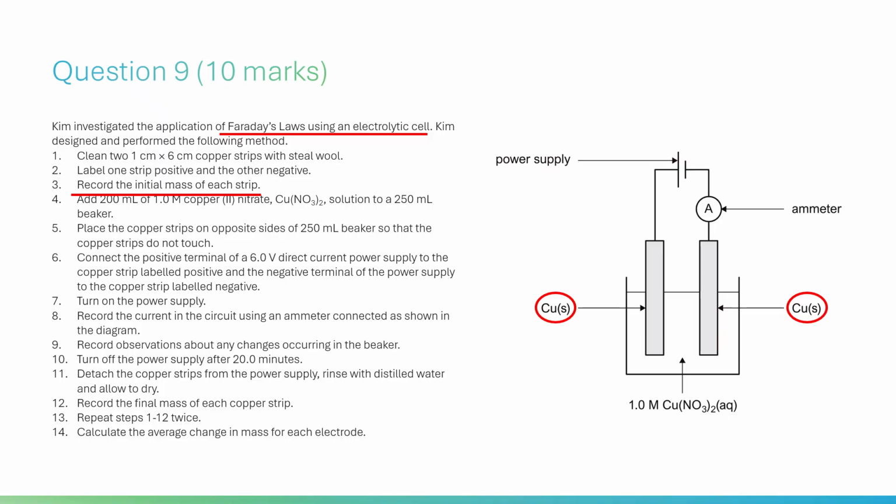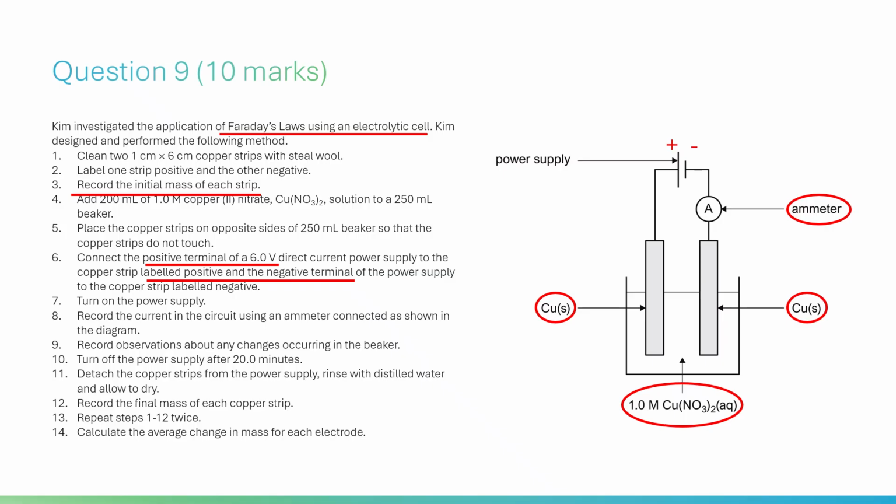Add 200 mL of 1.0 M copper(II) nitrate solution to a 250 mL beaker. Place the copper strips on opposite sides of the 250 mL beaker so that the copper strips do not touch. Connect the positive terminal of a 6.0 V direct current power supply to the copper strip labeled positive, and the negative terminal of the power supply to the copper strip labeled negative.